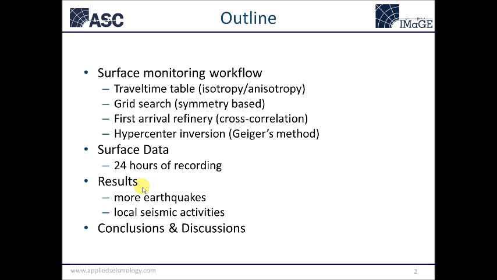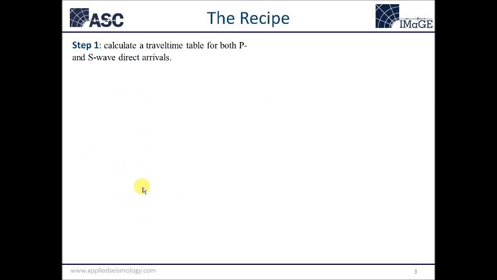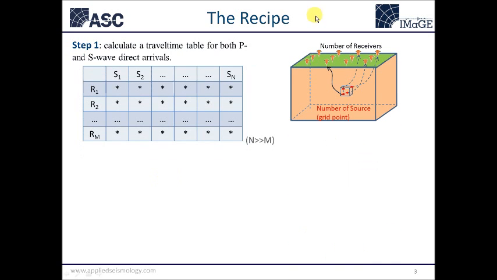And then I'll draw some conclusions and discuss some possible applications. So let's start the workflow. Step number one, calculate the travel time table for both P and shear wave direct arrivals, because the grid search would need the travel time between each pair of the source or the grid within the search volume and the receiver. And in our case, we use a faster sweeping method to calculate the travel time.